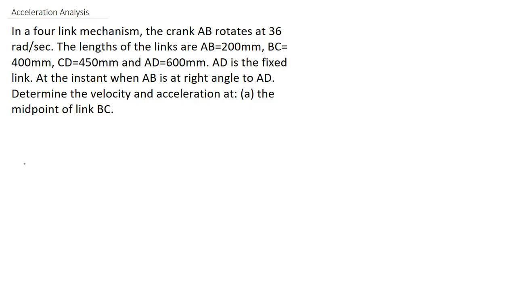Today we are going to discuss the acceleration analysis of a 4-bar mechanism. So the question is, in a 4-link mechanism, the crank AB rotates at 36 radians per second. The lengths of the links are AB equal to 200 mm, BC equal to 400 mm, CD equal to 450 mm, and AD equal to 600 mm. AD is the fixed link, and at the instant when AB is at right angle to AD, determine the velocity and acceleration at the midpoint of the link BC.